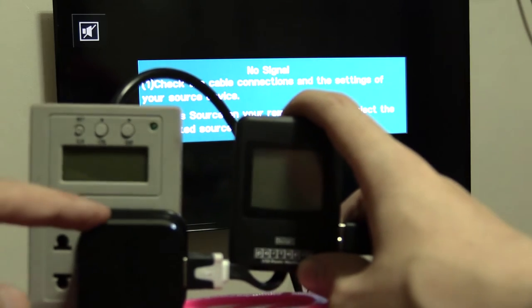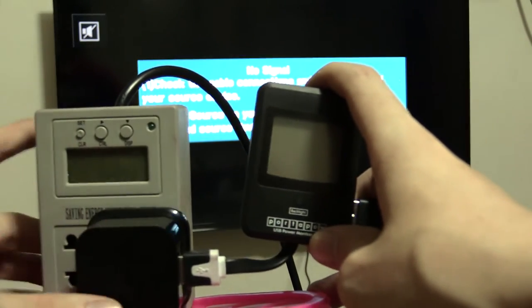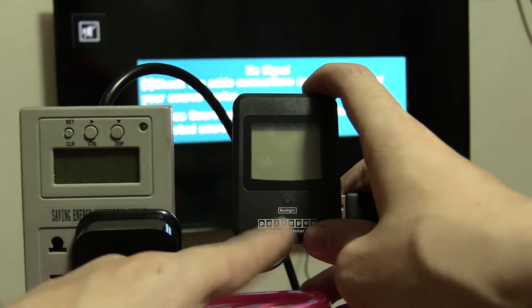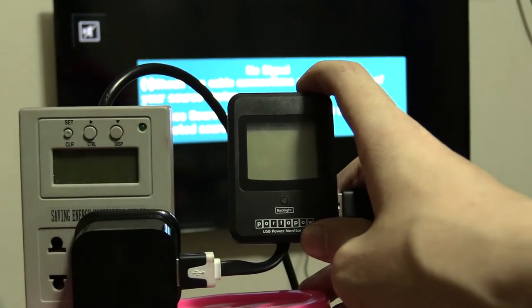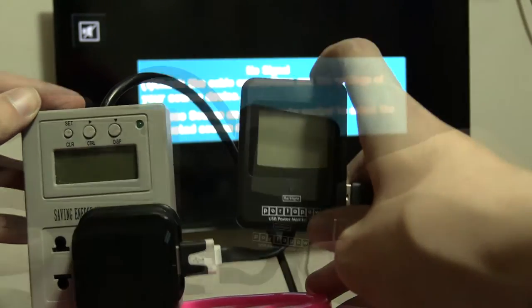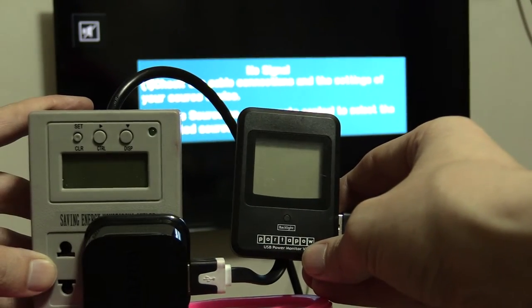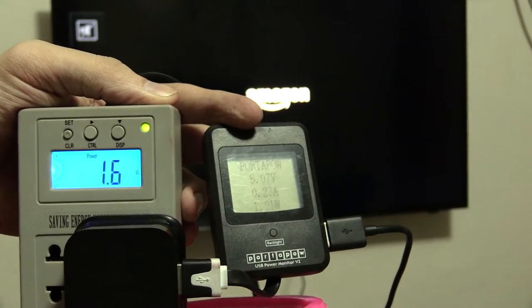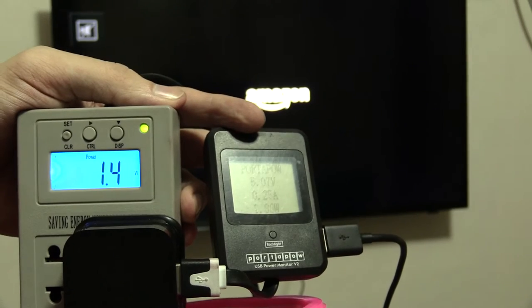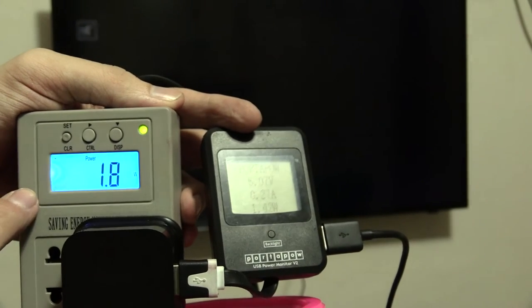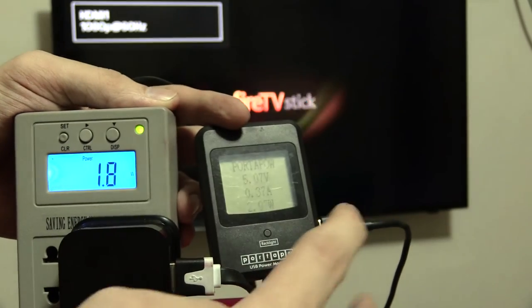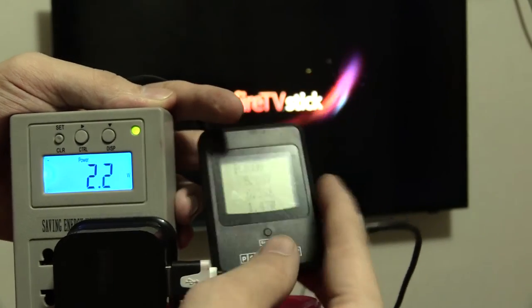Okay, so now we have our AC watt meter, which will measure the Amazon USB power adapter and any attached load, and then we have our PortaPow watt meter, which will measure only the power consumed by the Fire TV stick. So let's plug it in and measure how much power it uses. You can see that during boot it's currently consuming 1.6 watts. Now bear in mind that this is measuring the consumption of the AC adapter, which will have a little bit of loss, and the attached Fire TV stick.